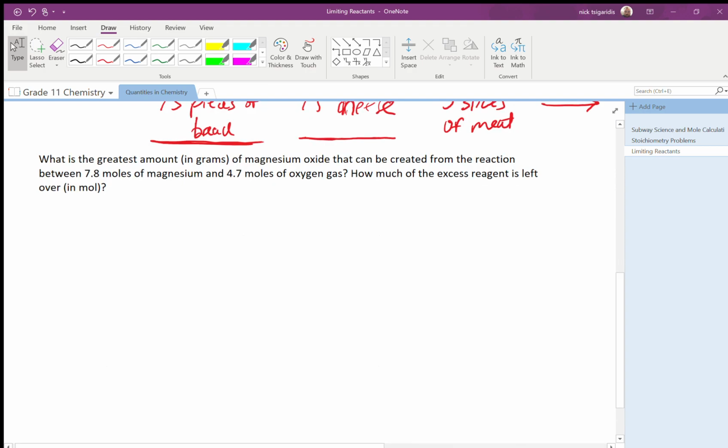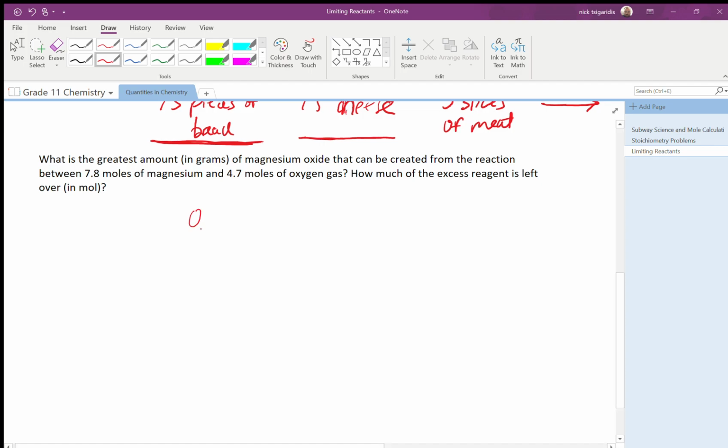It says here, what is the greatest amount in grams of magnesium oxide that can be created from a reaction between 7.8 moles of magnesium and 4.7 moles of oxygen gas? And then of course it says how much of the excess reagent is left over in moles. So I'm looking for grams of my product, and how much excess reagent is left over. This is a stoichiometry problem. I cannot do stoichiometry problems unless I have a balanced chemical equation. So let's go ahead and write out the balanced chemical equation.